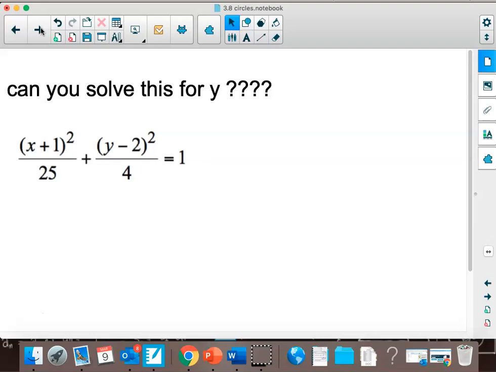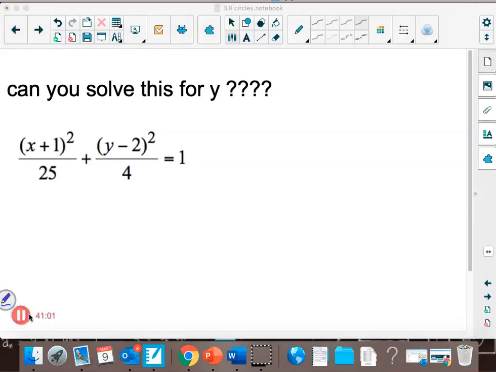This would be like a bonus problem. If you wanted to try to solve this for y, it's really fun. It's tempting. Okay. I'm going to solve it for the recording, but first I'm going to hand out your papers. Okay, just for the recording, I'm going to go ahead and solve this for y.